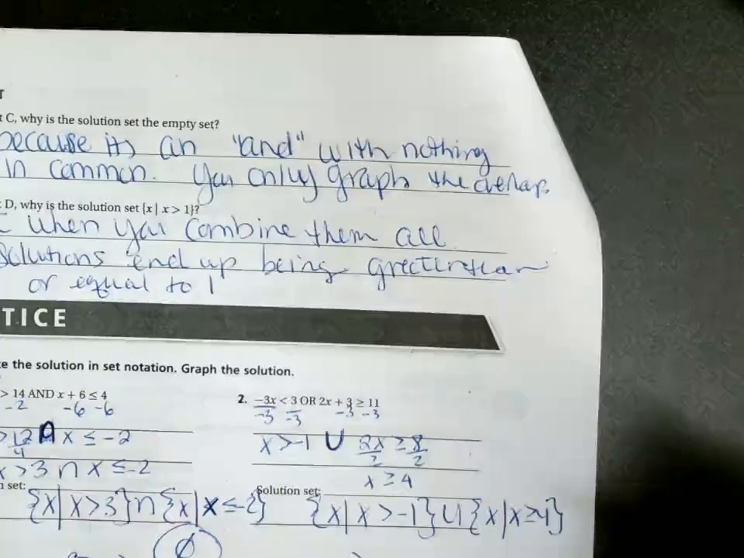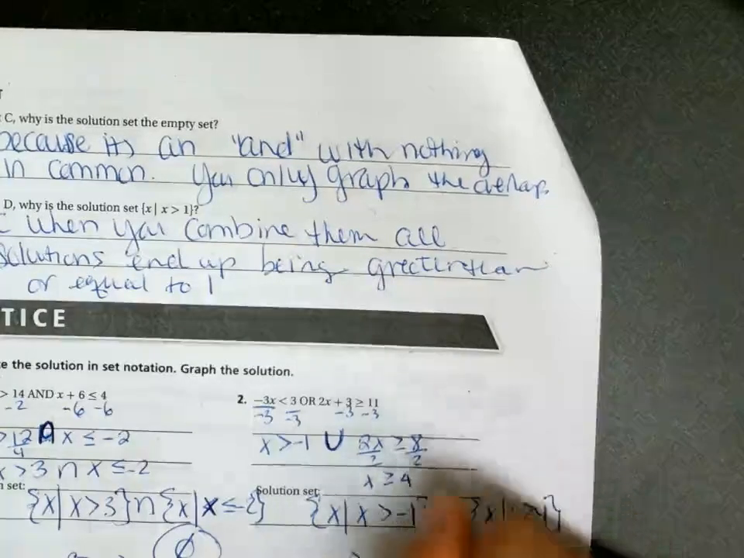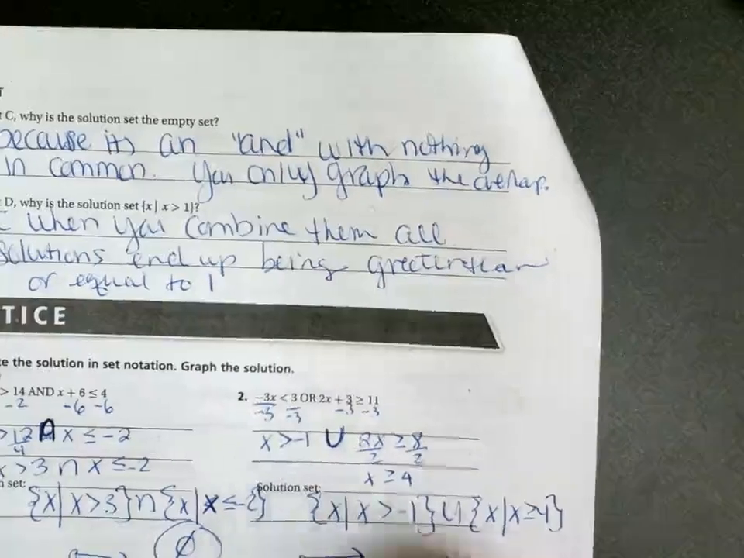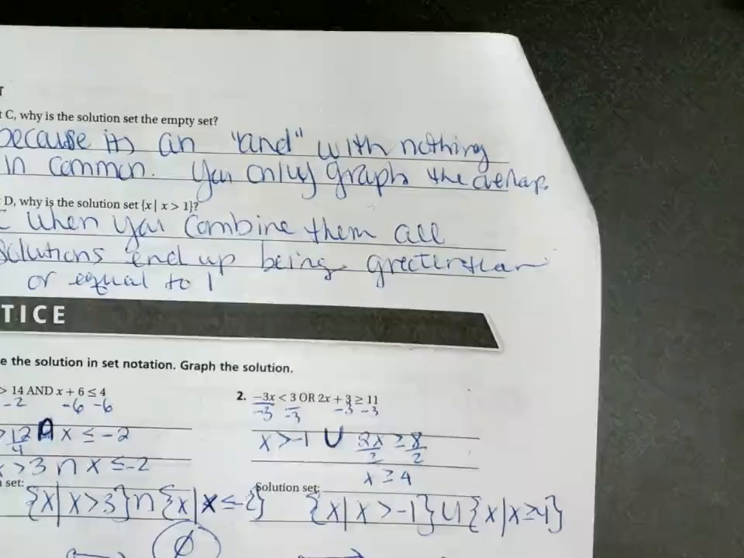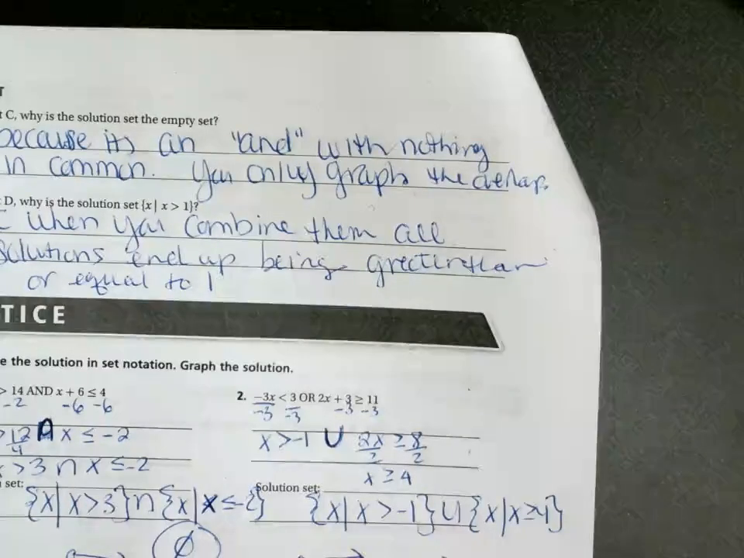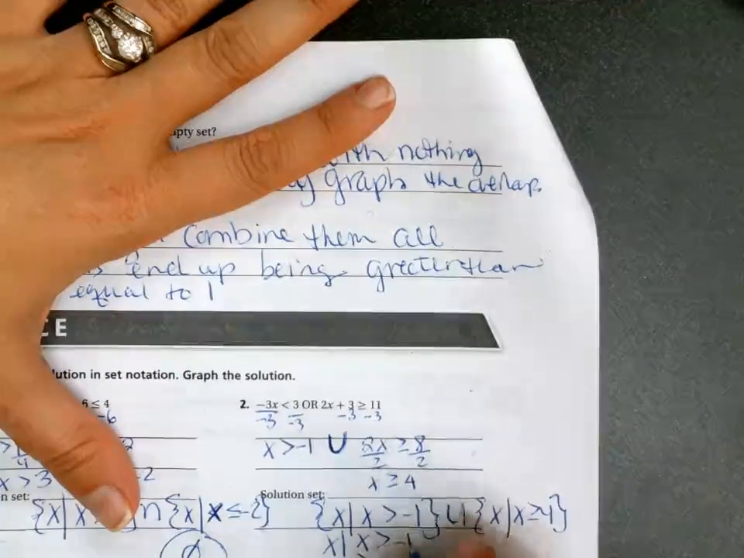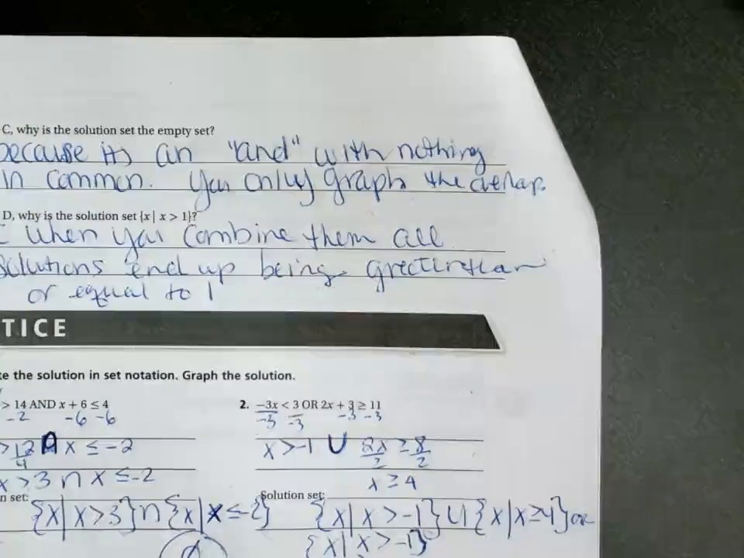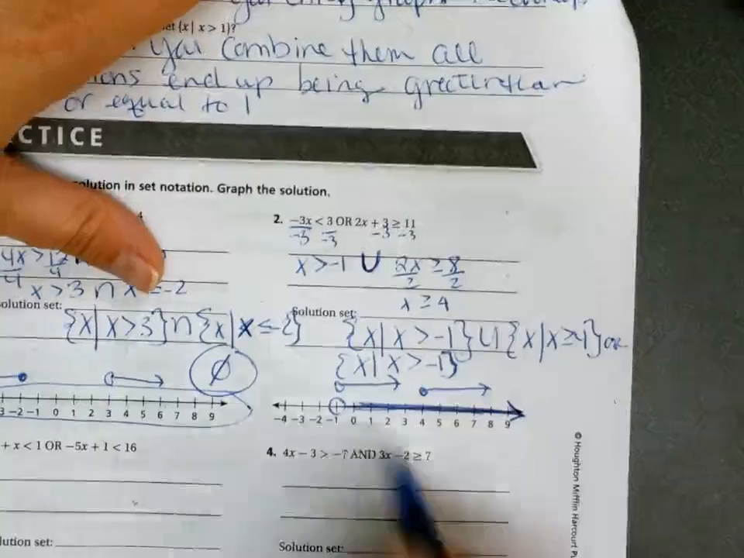Negative 1 this way, 4 this way. So when I combine them together, open dot on negative 1, going this way because it's or. So my solution can simply just be x such that x is greater than negative 1. Right? When you combine them, you can just leave it at that.